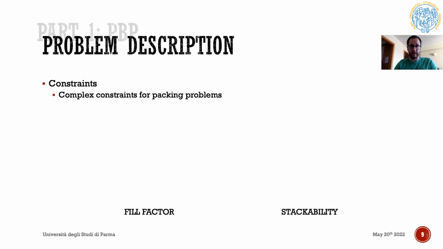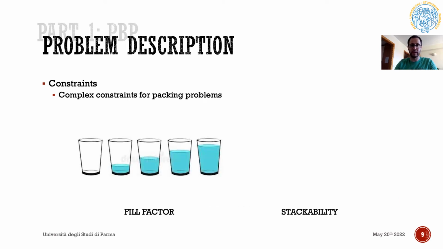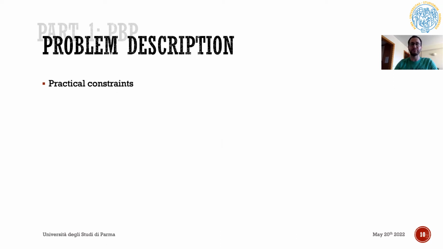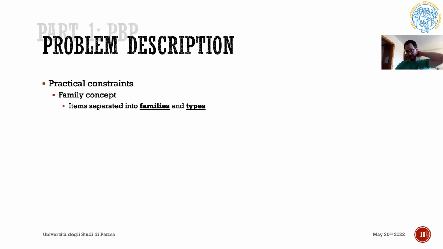We also address more complex constraints. Fill factor relates to the required utilization percentage of a specific surface. These cups, for example, represent different fill factors. And stackability relates to the item disposition on pallets, which restricts how the boxes can be placed on top of each other. And practical constraints, but before presenting them, I explain the family concept to separate items.